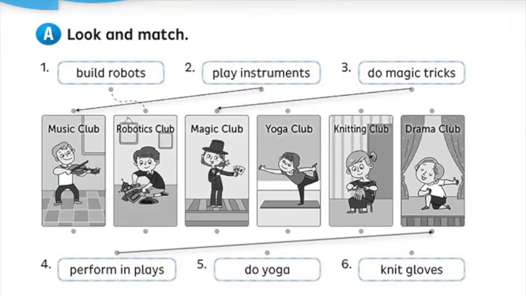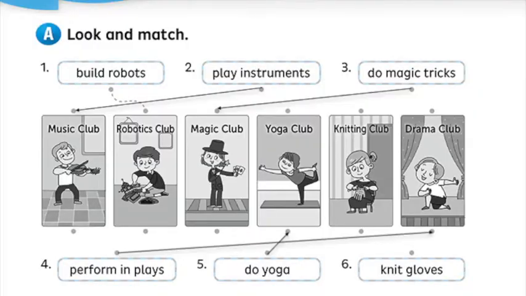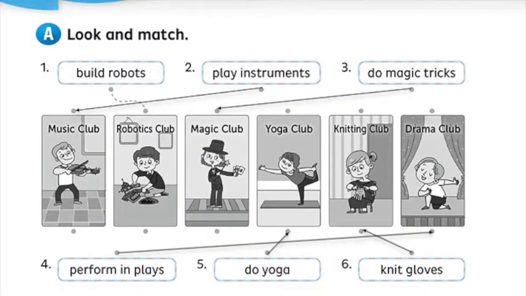Number 5, the activity is do yoga. Which club do you do yoga in? The yoga club. Very good, very easy. And number 6, the activity is knit gloves. You knit gloves in the knitting club. Very good. Alright, we're going to move on to letter B.